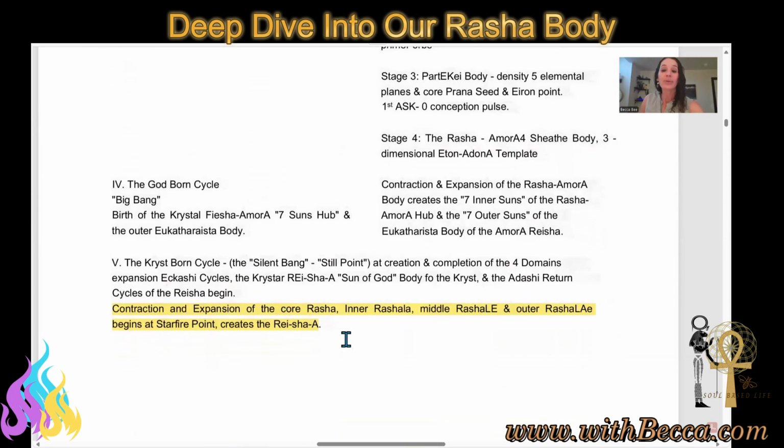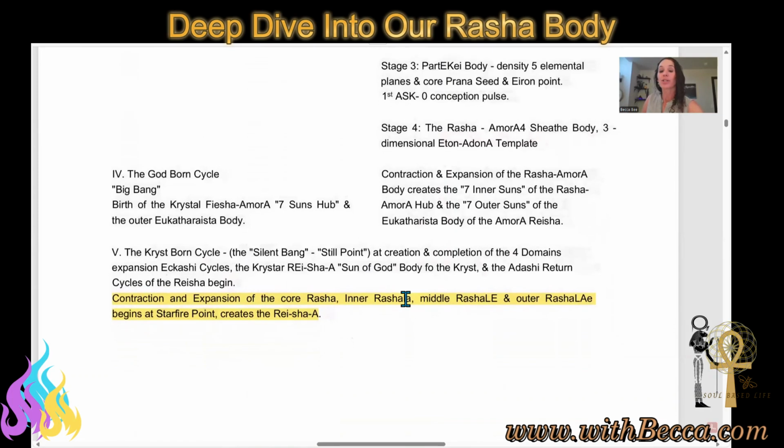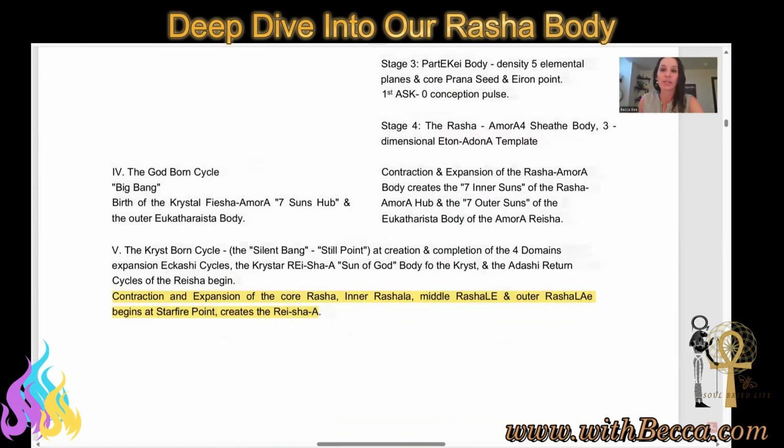Now, as we get in through here, we keep seeing this word Rasha. We're going to see that the Rasha body is part of the Christ-born cycle. So it is, again, just Adashi. You hear me say that word, Adashi return. The Adashi is one of the race lines that we are connected to. And this is how we become a Christar or a Rasha, sorry, Son of God body.